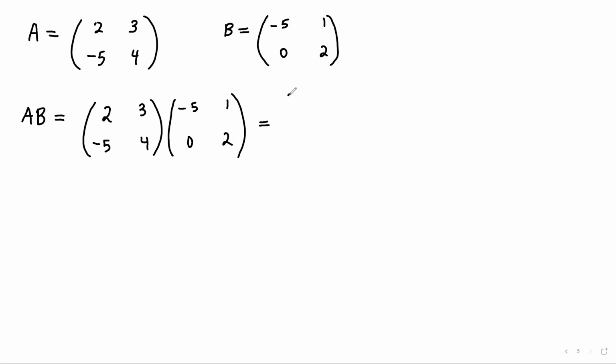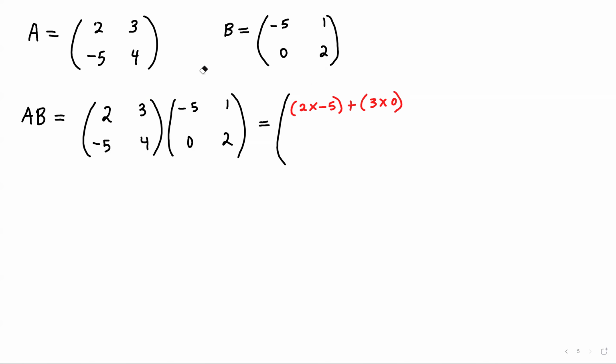So first I'll be looking at row 1, column 1, right? I'm looking at the first element in this matrix. Also, these two matrices can be multiplied because it's a 2 by 2 by a 2 by 2. All right, let's go. So I'm looking at row 1 and column 1, so it will be 2 times -5 plus 3 times 0. That would be the first member there.